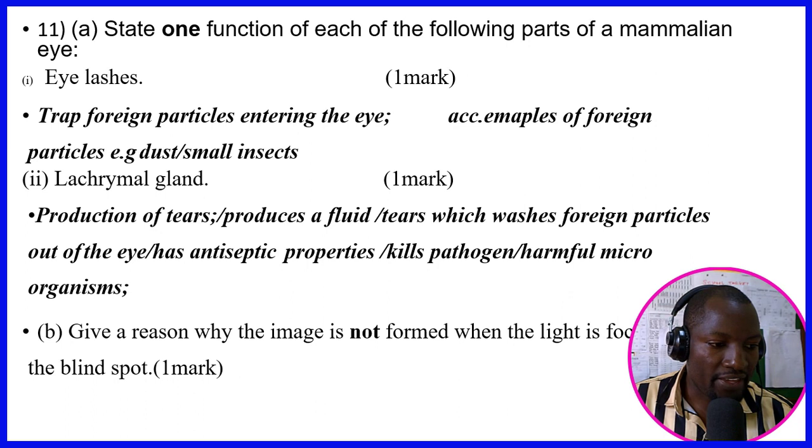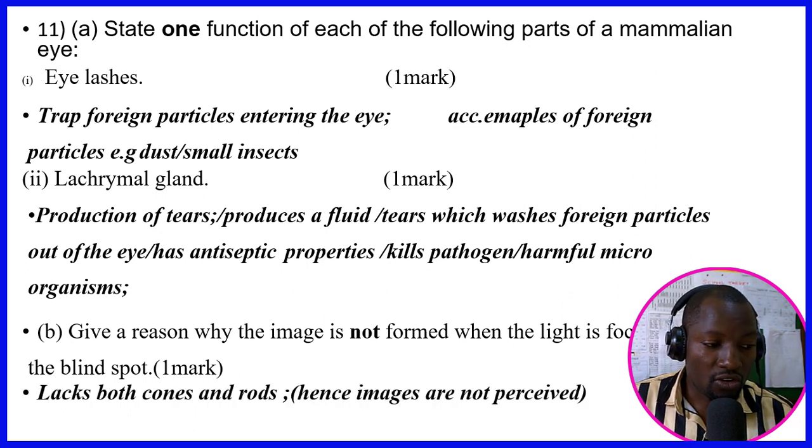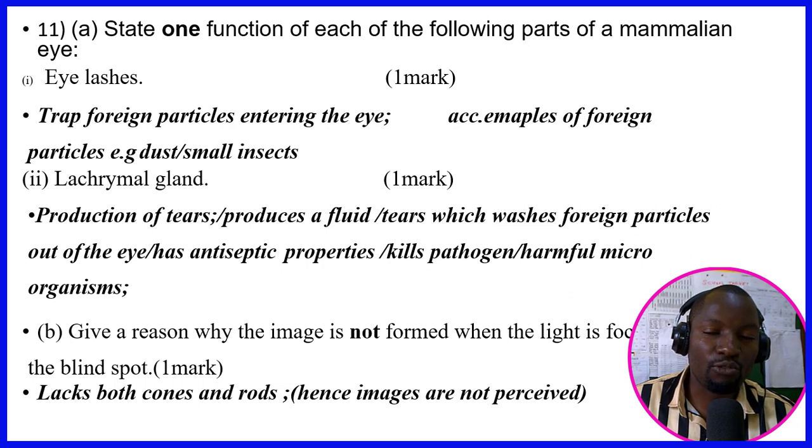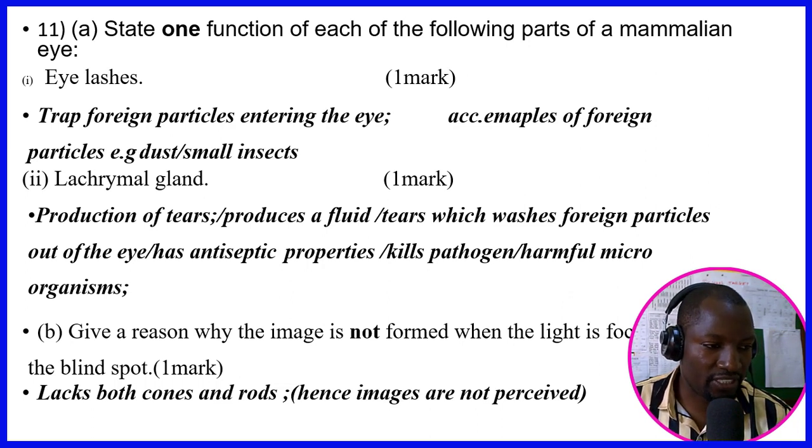Give a reason why the image is not formed when the light is focused on the blind spot. This is because it lacks both the cones and the rods, and hence images are not perceived. Why? Because at the blind spot, there are no cones and rods.